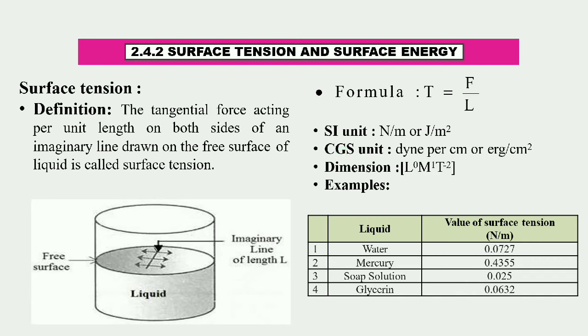Similarly here, the CGS unit will be dyne per centimeter or erg per centimeter square. When you talk about dimension here, we already know Newton is equivalent to kilogram meter per second square. So the dimension will be M1 L1 T minus 2. Divided by meter means you will divide by L1. So our dimension will become L0 M1 T minus 2. So this is the dimension of surface tension, okay. There is no need to memorize the dimension directly. You can always derive the dimension by using the formula. From the formula you will write the SI unit, then from the SI unit you will write the dimension, okay. Certain values of surface tension are given here.